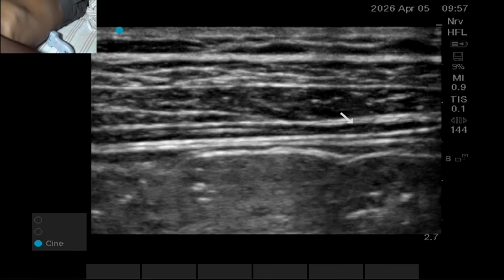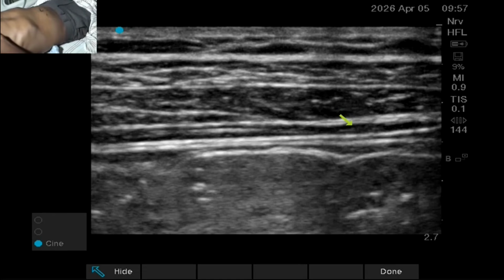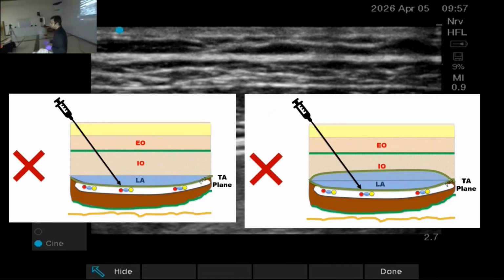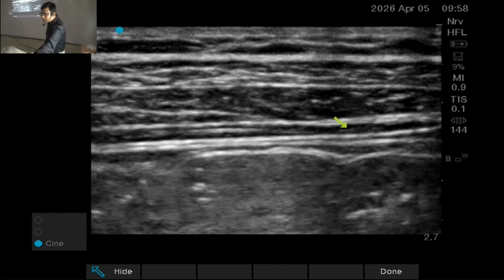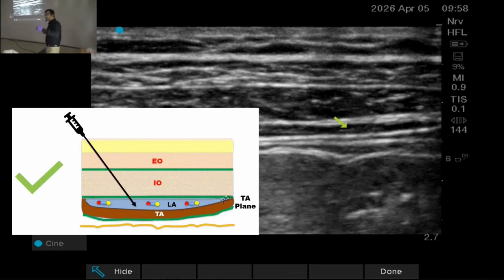We have 3 points. One is, we can deposit here. Second, we can pierce and deposit here. Third, we can pierce and deposit here. Can anybody answer that? Your second one. Anyone? Both the answers are wrong. We have to pierce the internal oblique fascia completely and go towards the muscle. So in between the transversus abdominis muscle and the internal oblique fascia, that is the neurovascular plane.